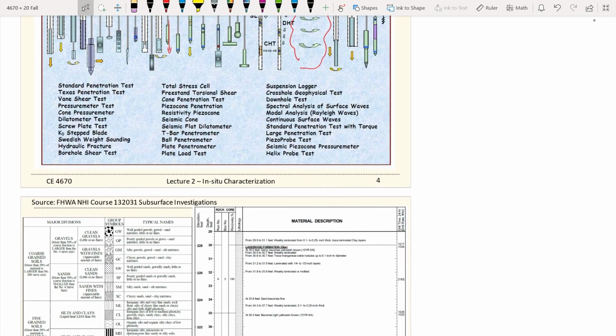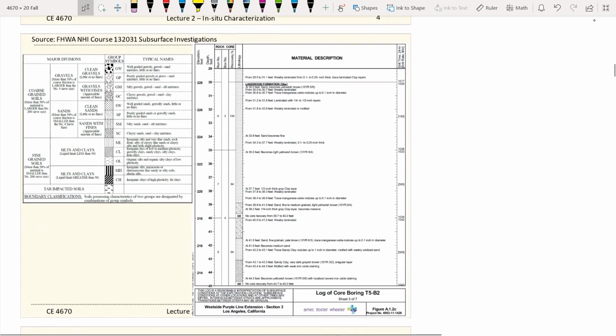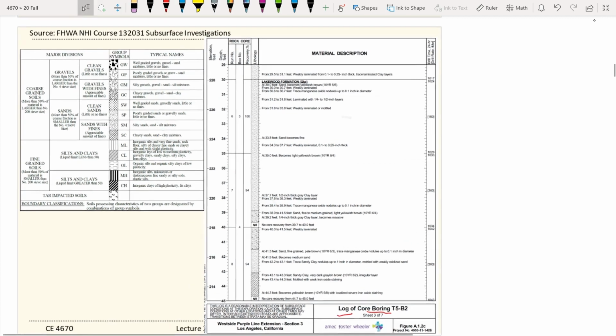After we have the field data, the next thing is to convert the field data into documentation of the subsurface ground information. The documentation we use for that, we call boring logs. So this will be an example of a boring log.